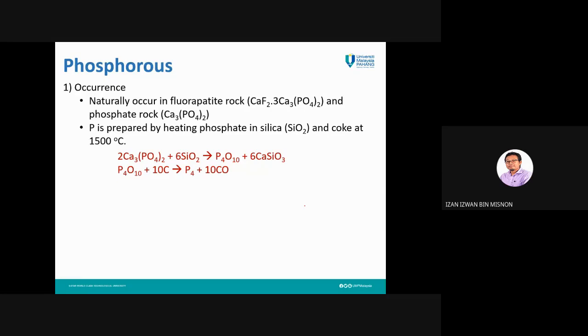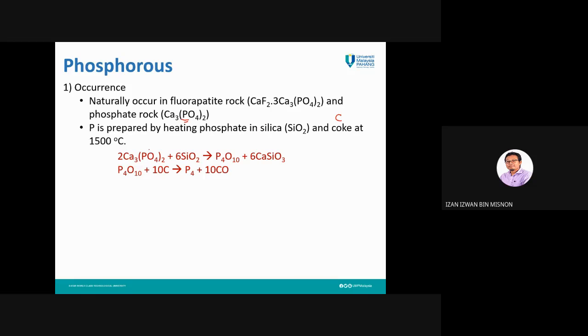So the second element is phosphorus. Phosphorus naturally occurs in fluoroapatite rock, CaF2·3Ca3(PO4)2, and in phosphate rock, Ca3(PO4)2. And how do we extract phosphorus from fluoroapatite rock and also phosphate rock? It is by heating the phosphate with silica and coke. Coke is carbon, at a temperature of 1500 degrees C.